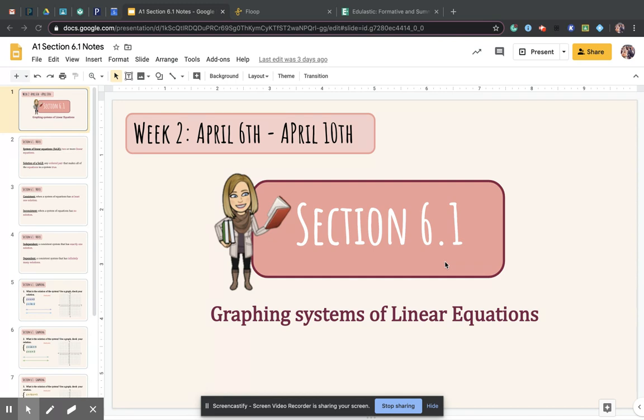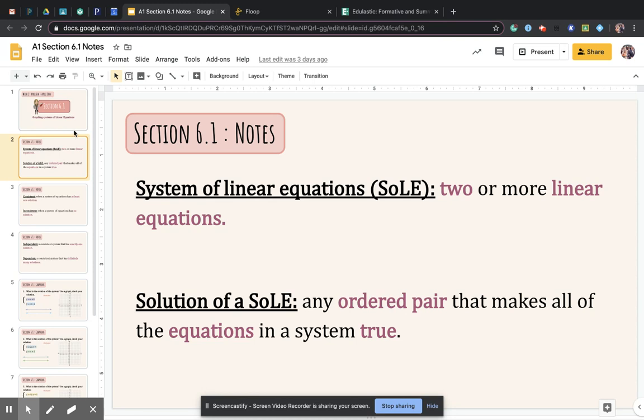So I'm going to go through some vocab. I'm going to go through this quickly. So if you want to write any of this down, please just pause the video. First thing, systems of linear equations. I abbreviate it as SOLE. It is two or more linear equations. So we're looking at two slope-intercept form, standard form, point-slope form equations, any combination of those, and we're going to graph them. So a solution is any ordered pair that makes all of the equations in the system true.